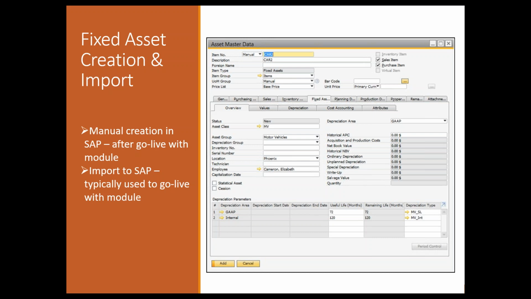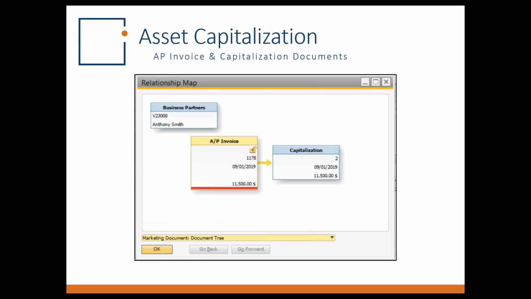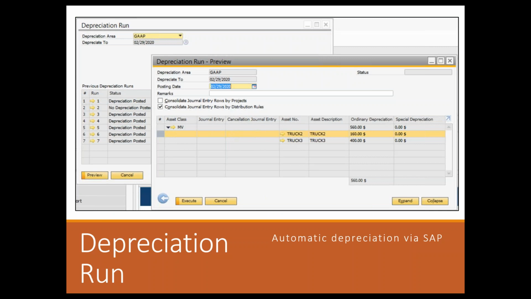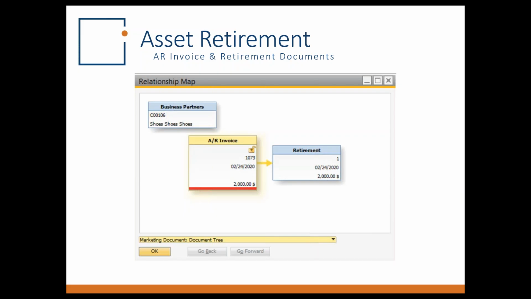Yeah, sure. So after we've created these fixed assets, we're now going to run through some of the transactions that are available in SAP. Those include the asset capitalization, and we're going to show you that through the AP invoice document, as well as the depreciation runs, which are these automatic depreciation calculations and postings that are done through SAP. And lastly, we'll take a look at what an asset retirement looks like from an AR invoice and retirement perspective.